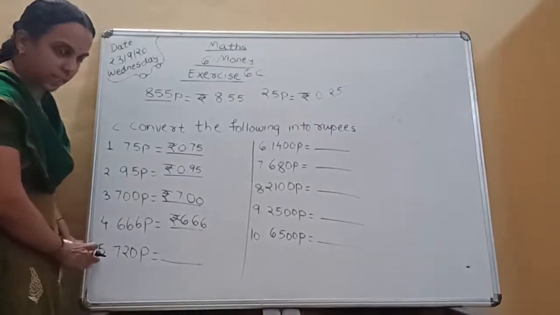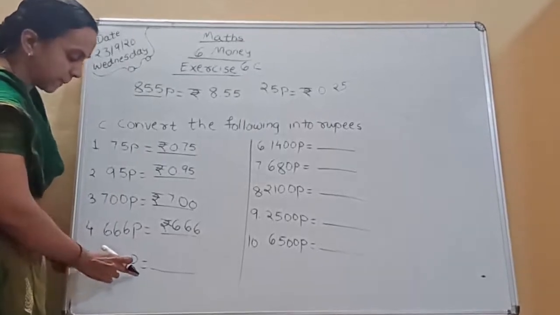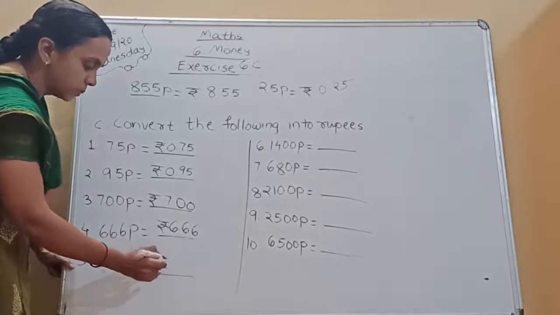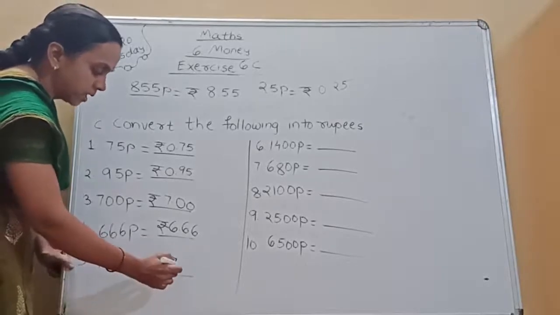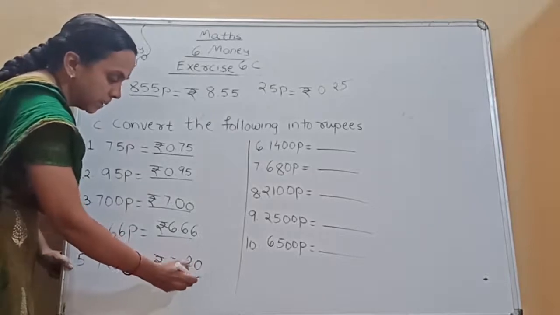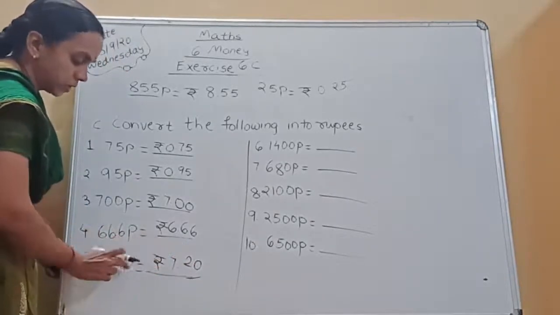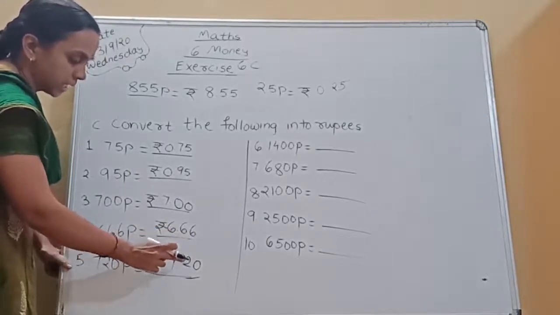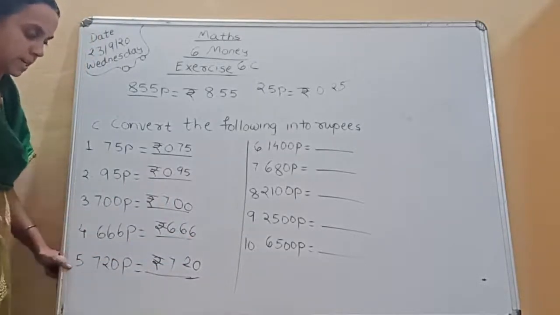Then see fifth example, 720 paise. So 720 paise means you will write here first rupees, then write down 7, then give a dot, then write down 20. So rupees 7.20 is our answer.